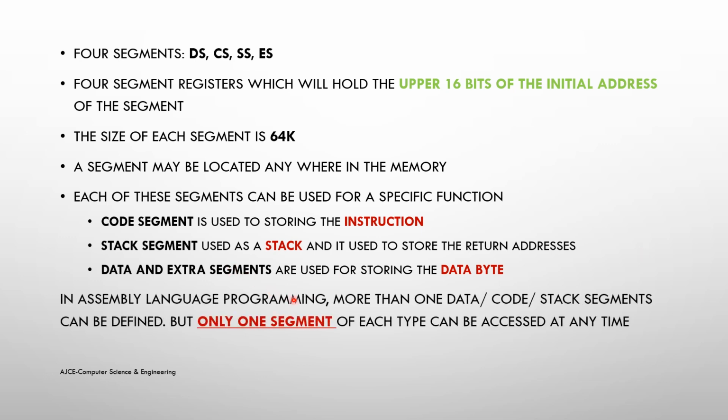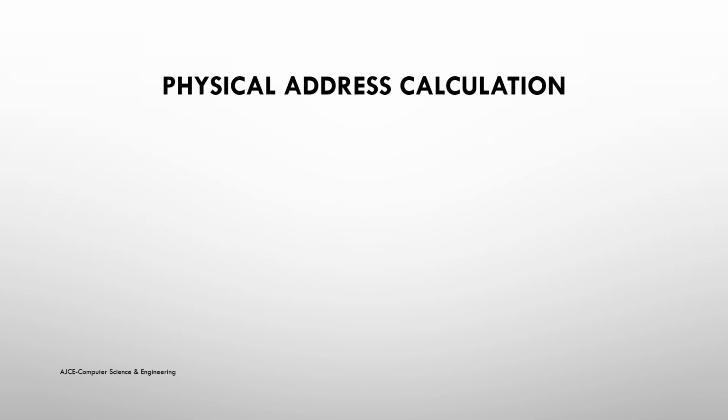In assembly language programming, more than one data, code or stack segment can be defined, but at a time only one segment can be activated by giving the starting address to the corresponding segment register.